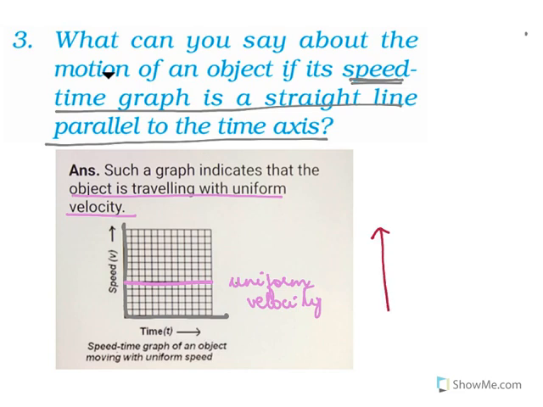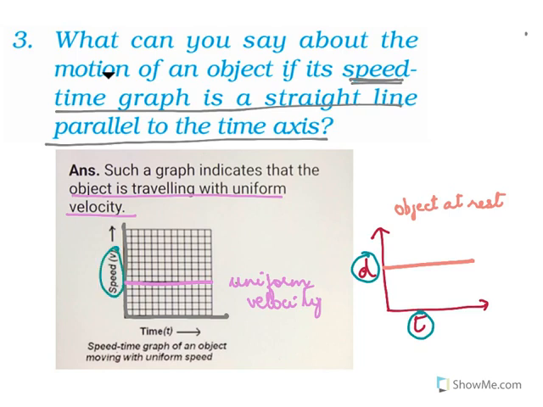Just to compare, earlier we have done distance time graph, and the distance time graph was parallel to the time axis like this. In this case it was an object at rest. The distance was constant. So it's very important to see what kind of graph. This was distance time graph, object at rest. But this is speed time graph. This becomes object with uniform velocity. Here the velocity remains constant.